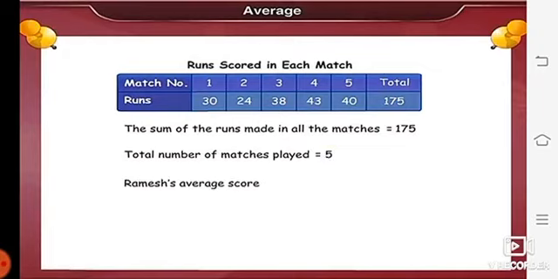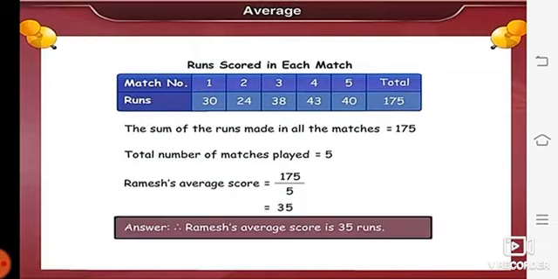So Ramesh's average score is equal to 175 divided by 5, that will give us the answer 35. Therefore Ramesh's average score is 35 runs. So did you understand how to find out the average? Children, whatever quantities we measure, in this example we have taken runs, in other examples we may have something else. The quantities we are measuring are called readings or scores.